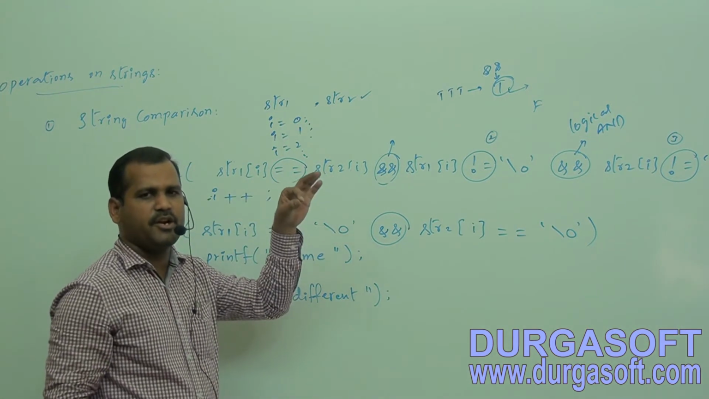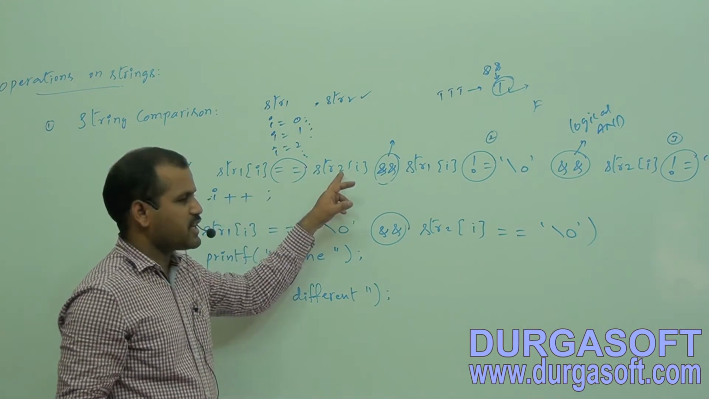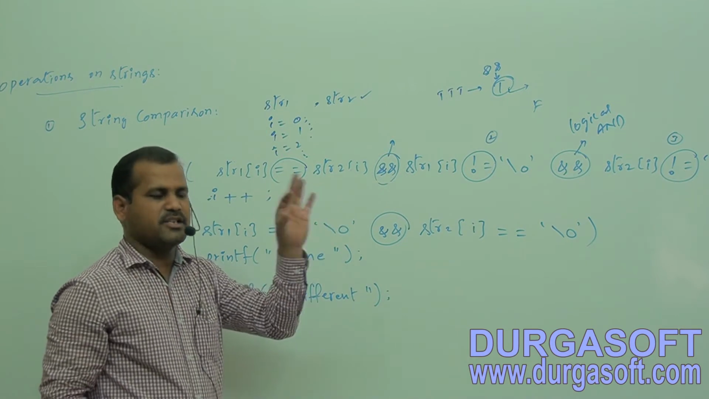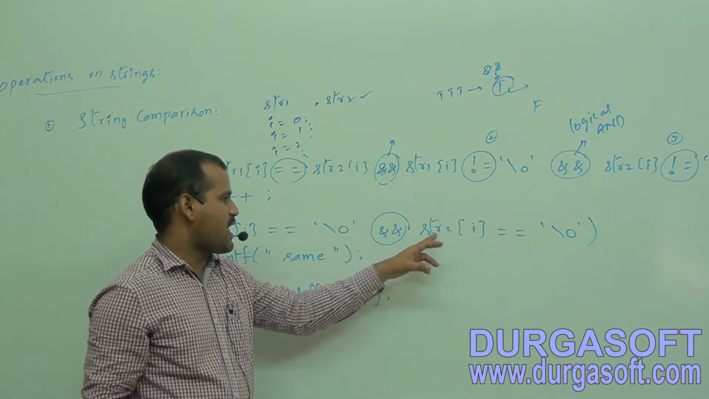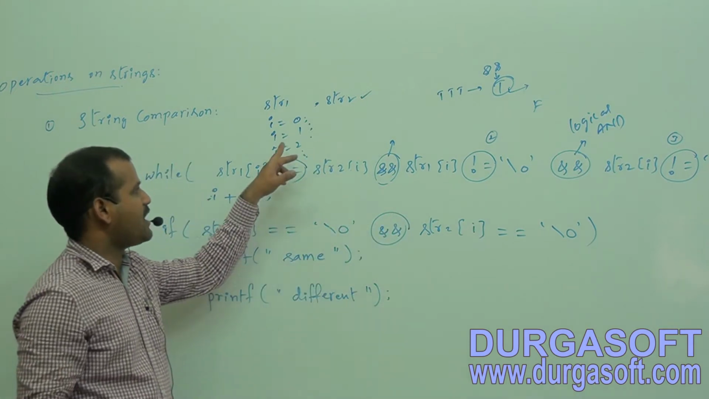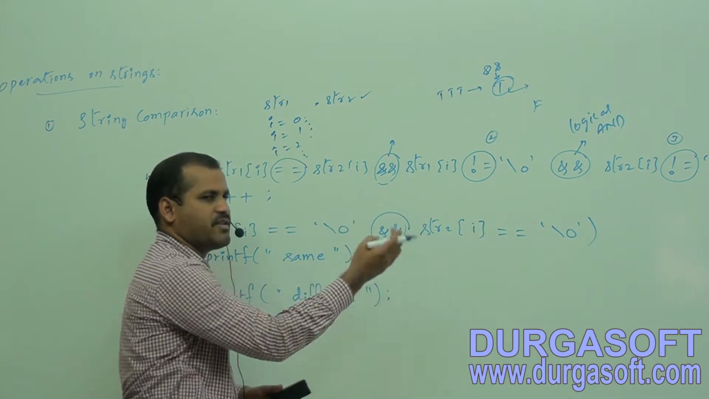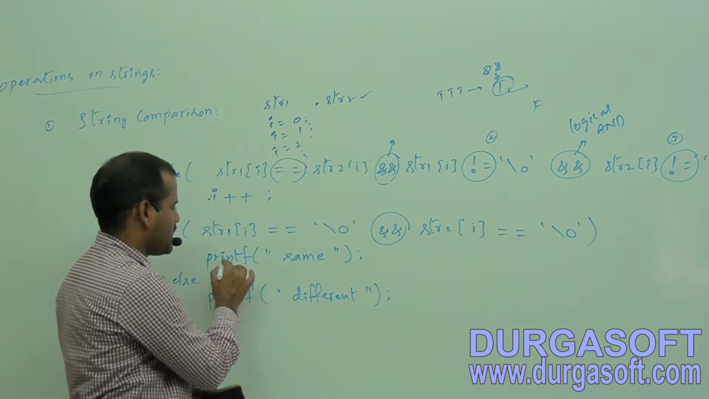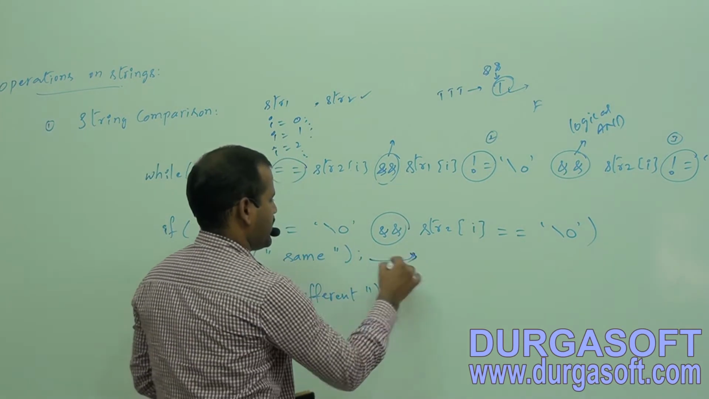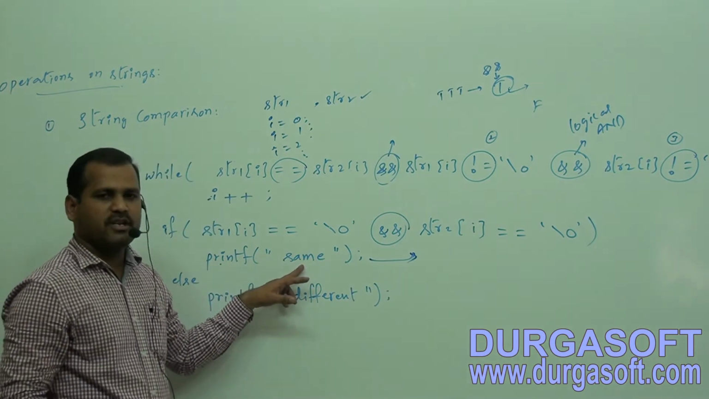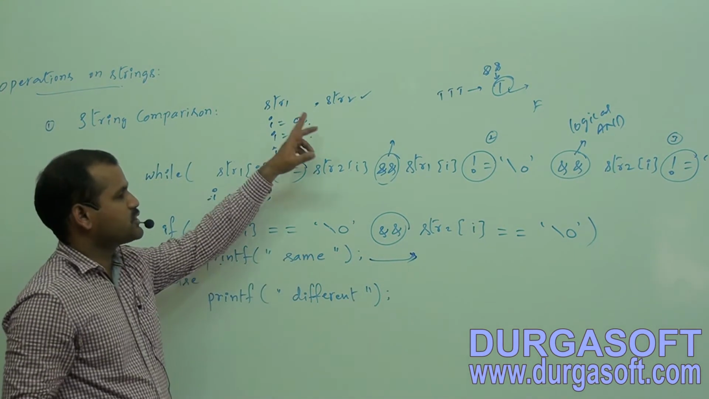That means all the individual characters in both strings are the same. Only in that condition, both strings have the null character at the same value of i. So that indicates both strings have the same characters in them, so the printf line is printed on the screen, saying that the same strings are given.